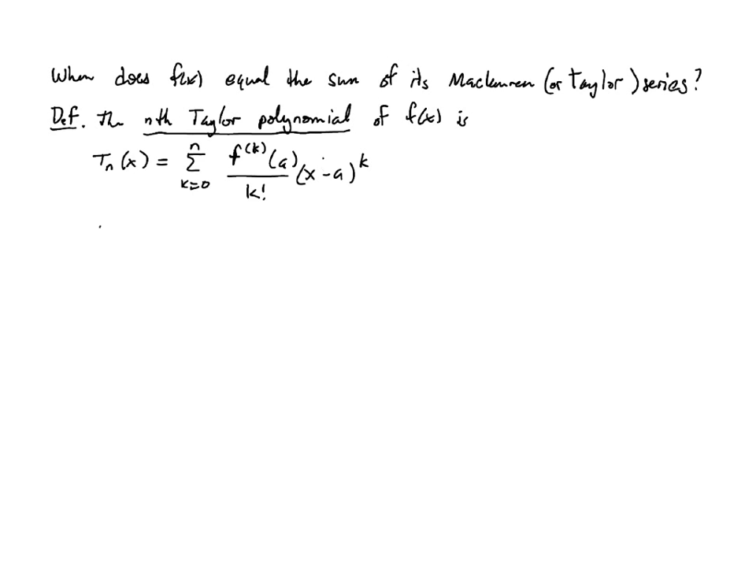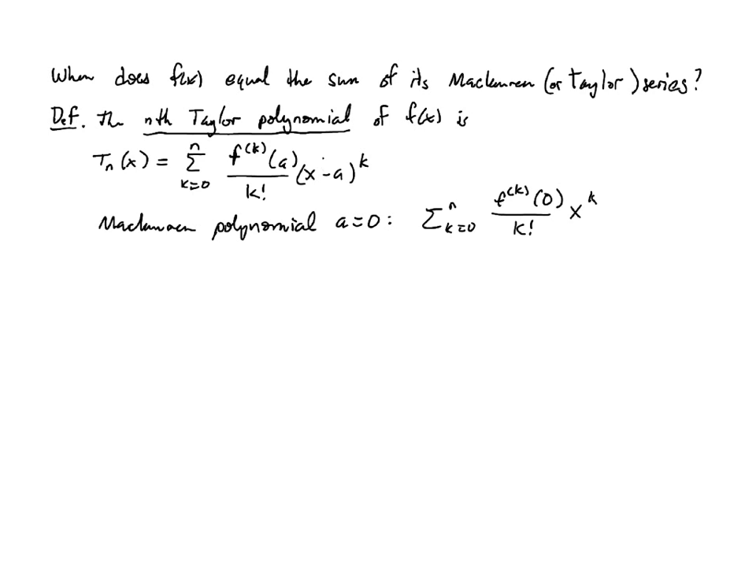The Maclaurin polynomial is what we get when we use a equals 0, and so there we get the summation k equals 0 to n of f to the k evaluated at 0, like we did in the previous example, divided by k factorial times x to the k, because we're using a equals 0. And what we'll see in a little bit in this section and a little bit next section is that this is actually a really good approximation for the original function.